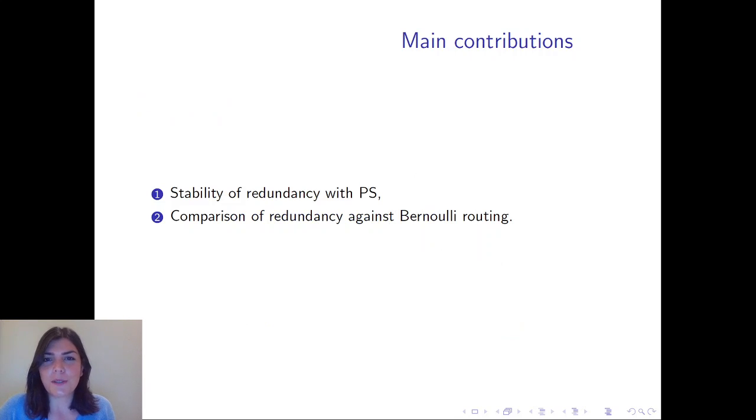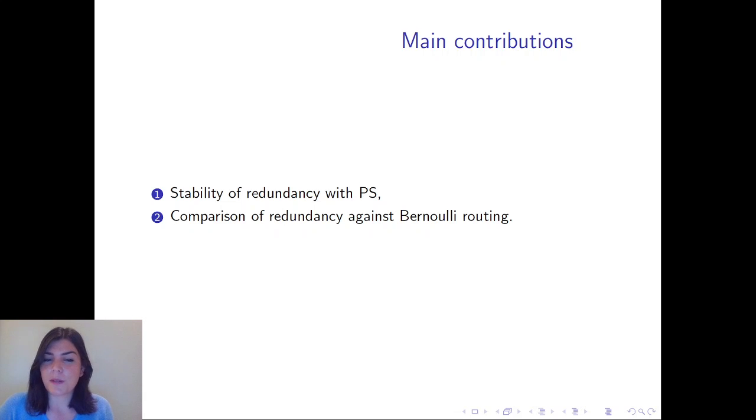So today we are going to have two main objectives. First, to characterize the stability condition of the redundancy model when servers implement processor sharing, and secondly, to compare the stability condition of the redundancy system to that of a non-redundant system. And we are going to consider the Bernoulli routing system, where each job is going to dispatch one single copy to one of the servers among its compatible servers, choosing uniformly at random.